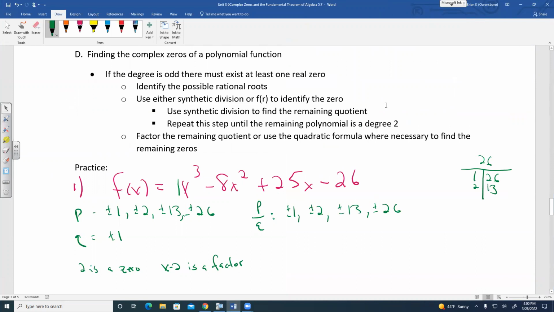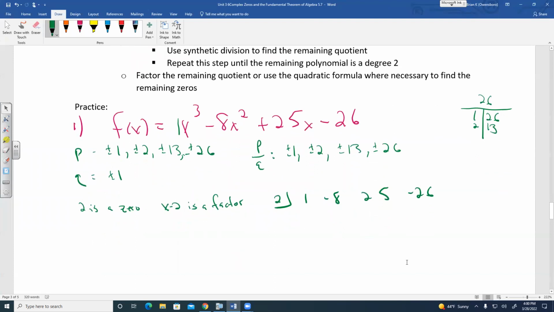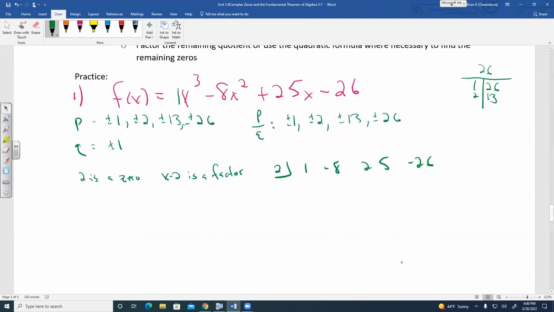find the remaining quotients. So instead of dividing by x minus 2, I'm going to use 2 as my number out here. And so I now just need the coefficients. So 1, a negative 8, a 25, and a negative 26. So if I do that long division, I'm going to leave a little space here to do some math.